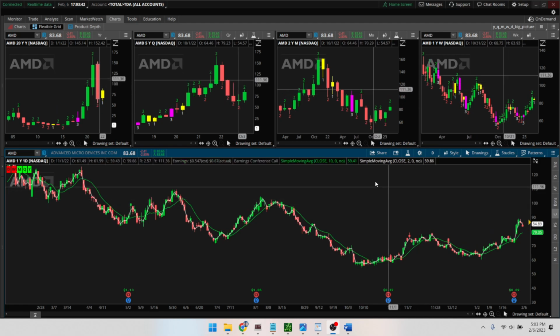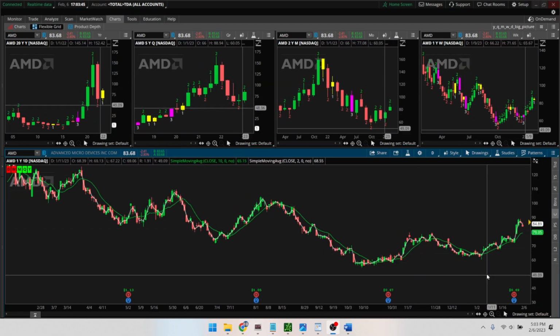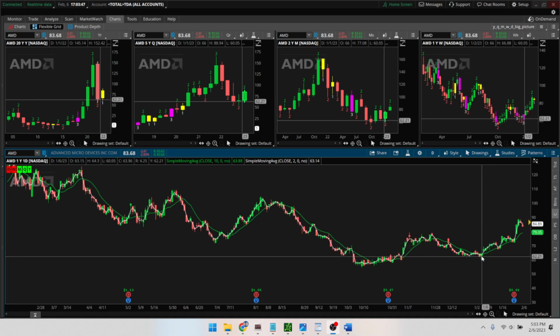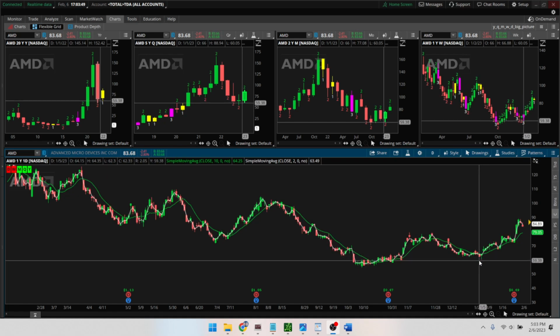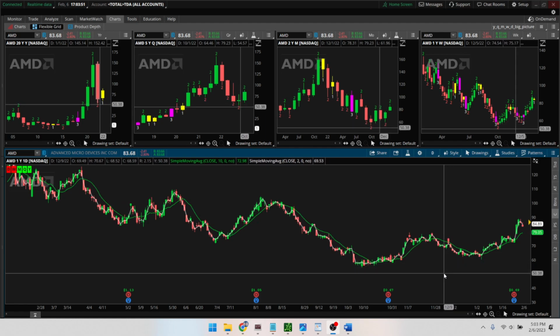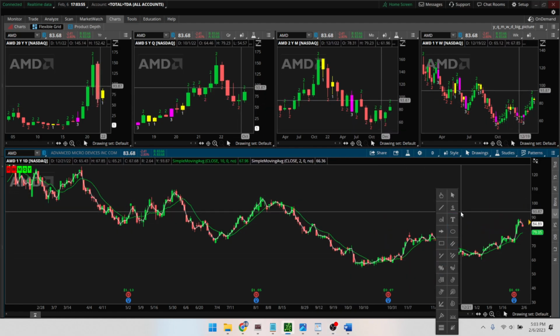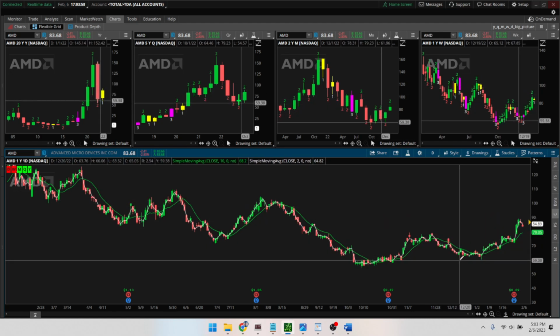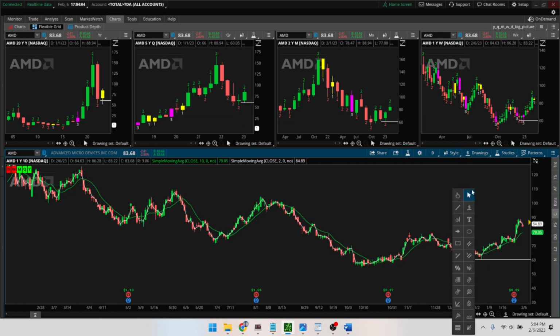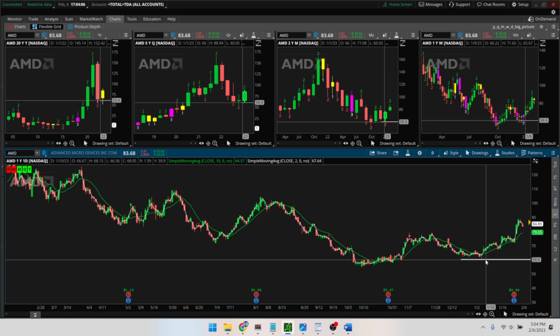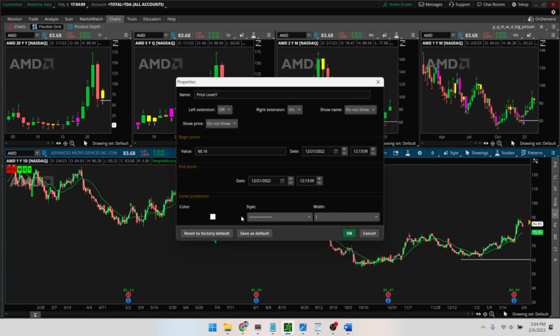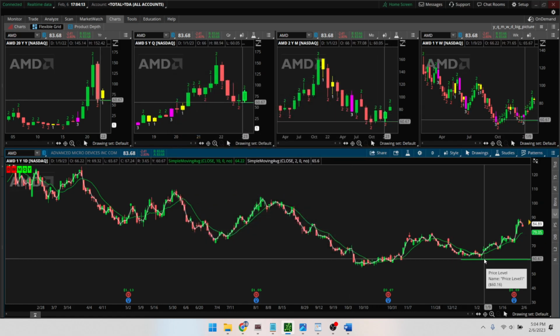So for instance here, at the start of the year with AMD, we had this nice hammer. That got my attention, because price got down here and then it bounced. I'm going to draw that as support. This is how I draw support. You can draw it however you want.